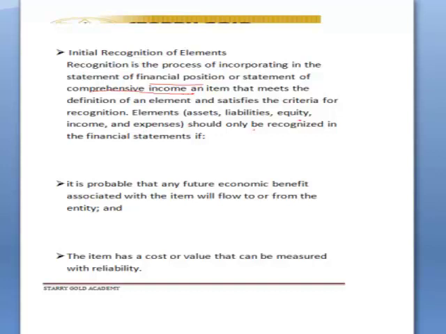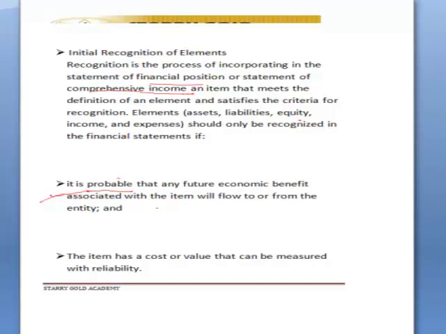So elements should only be recognized in the financial statement if it is probable that any future economic benefit associated with the item will flow to or from the entity. If it is an asset or an income, the future benefits associated with the item will flow into the organization. If it is an expense or a liability, it will flow out from the entity.